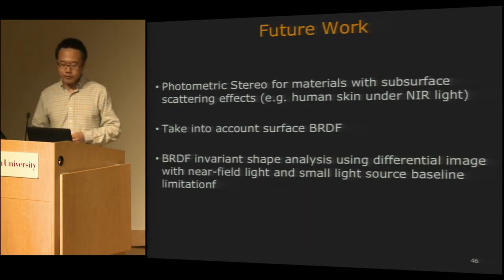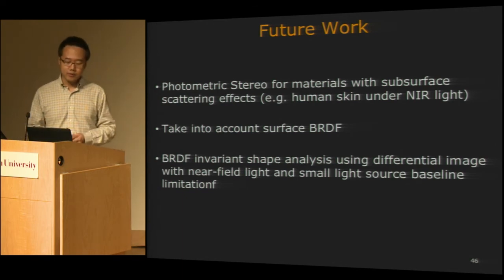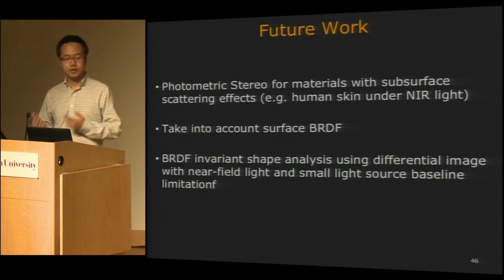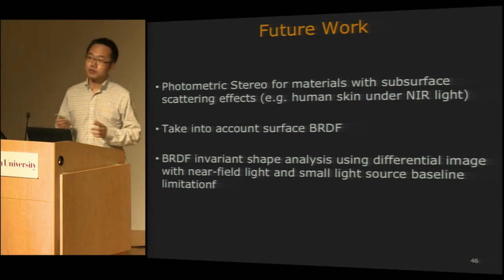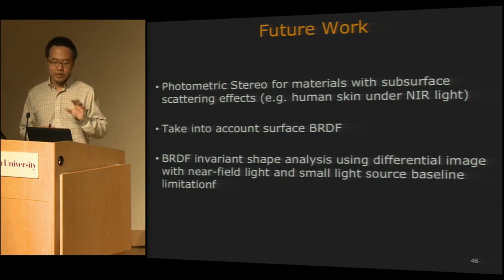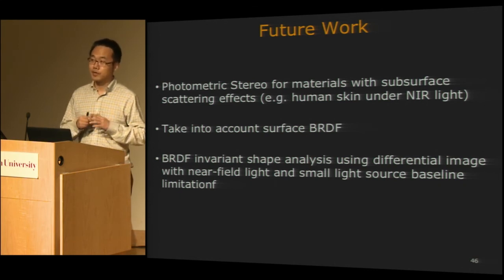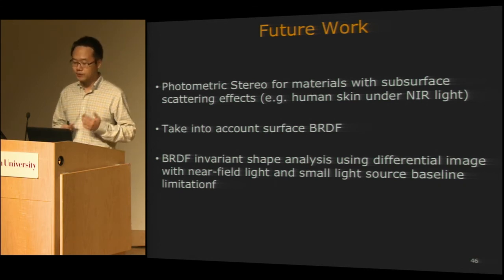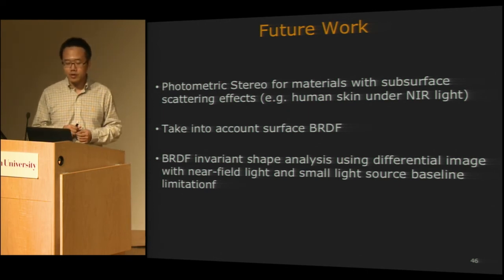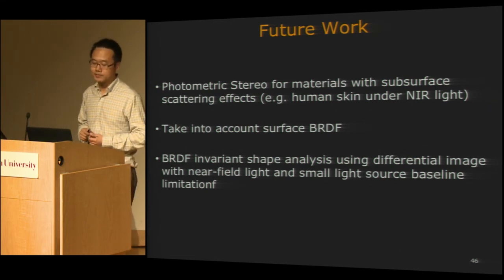And here are some future work directions. One is to use our method for surface materials with subsurface scattering. Because we are using differential images, the global illumination components for two images captured using very nearby light sources are very similar. So by taking the difference of them, we can get rid of most of it. This could be useful for human skin imaging under near-infrared light.